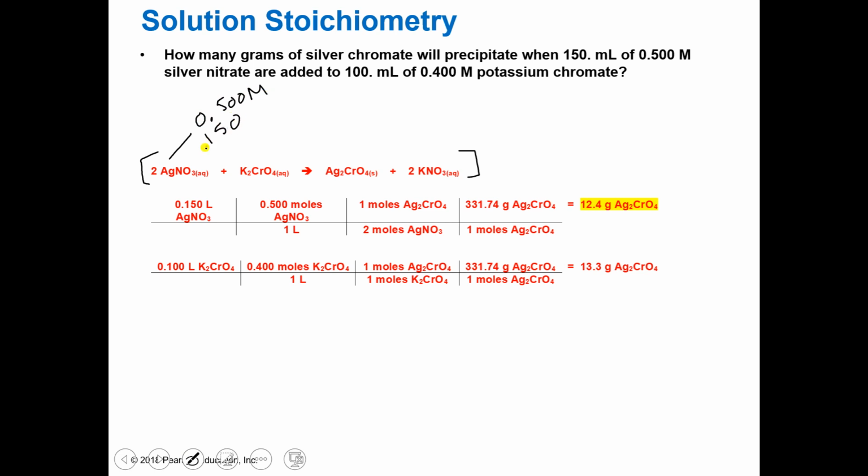So I'm just going to go ahead and automatically make that a liter because I need liters. You cannot use milliliters with molarity. You need to convert your milliliters to liters. And I also have a 0.4 molar solution of a 0.1 liter potassium chromate. Okay, that's my given information. So the question is, how much silver chromate will actually precipitate out?